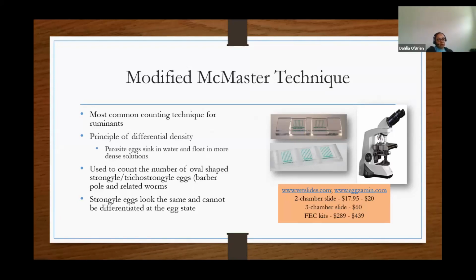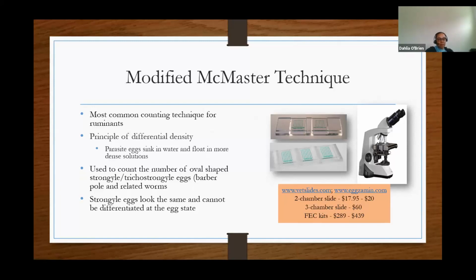In order to do the modified MatMaster technique, you will need a modified MatMaster slide. And these are available at the websites provided. You'll see that you have 2-chambered and 3-chambered slides, and you can get them at vetslides.com or examine.com. The 2-chamber slide, they generally run from about $17.95 to $20, depending on how many you purchase. The 3-chamber slide's about $60.